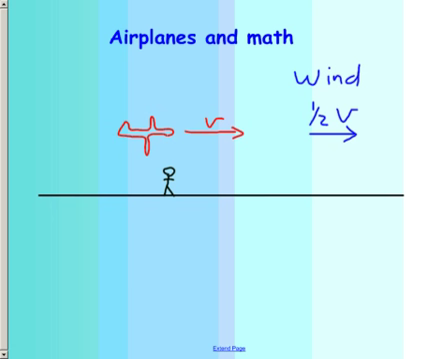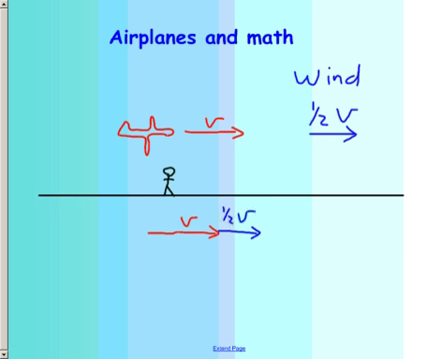Okay, so listen again. The plane compared to the air is moving at v, the red v. The air relative to the ground is moving at a half v, the blue one. So the question is, what is the speed of the plane relative to the ground? Well, let's take the red vector, plane relative to air, and let's add the air relative to the ground.